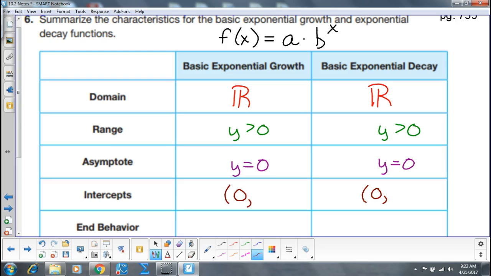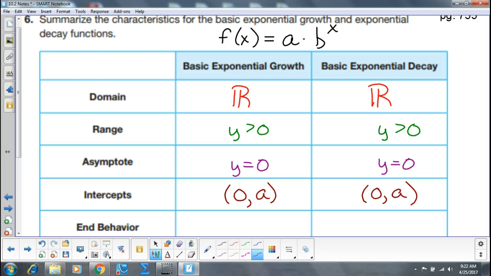What are the y-intercepts? Where it crosses the y-axis. We actually mentioned it yesterday. Think back to my function. So what is the y-intercept? 0, comma a. If I put 0 back into my function up there, I get out a. So my y-intercept in both cases is 0, comma a.